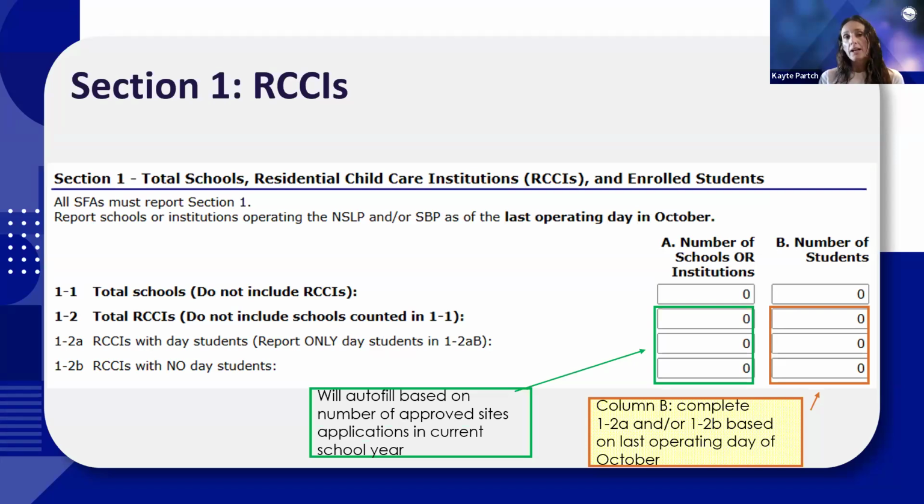But the system will automatically populate the appropriate fields that you see enclosed in the green box. And then of course, it's the reporting person's responsibility to accurately report the number of students in each of the categories that you see in the orange box on the screen.